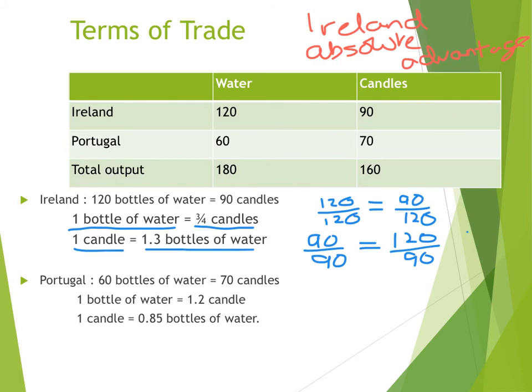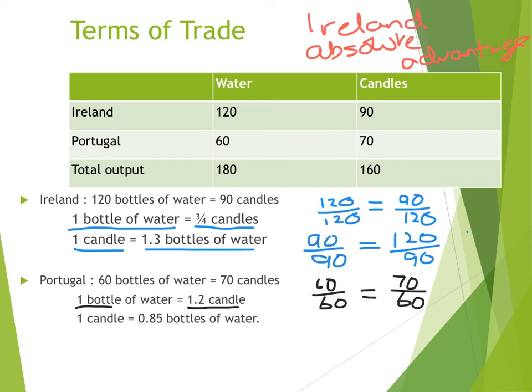Okay, and let's look at the opportunity cost for Portugal. So if we look at water, we can see if we divide by 60 to give me one bottle of water, and let that equal 70 divided by 60. It costs Portugal 1.2 of a candle to produce one bottle of water. So if I have a worker who's producing water, if they produce one bottle of water, that worker could have produced 1.2 of a candle instead.